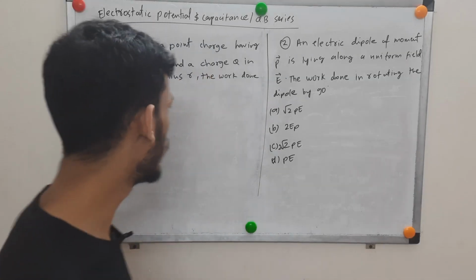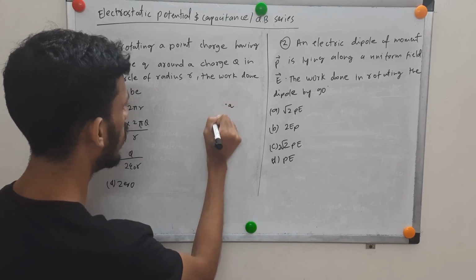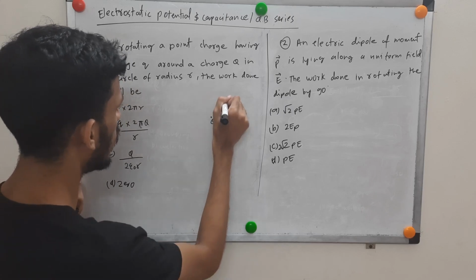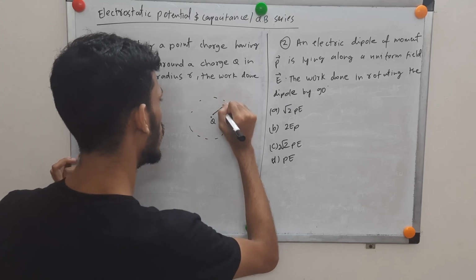Questions 1 and 2 over here. In question 1 we have a point charge small q which is rotating around a charge capital Q. It is rotating in a circle of radius r. You are supposed to tell what is the work done during this process.